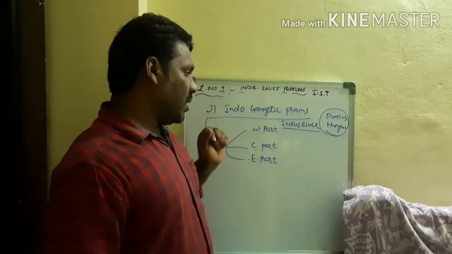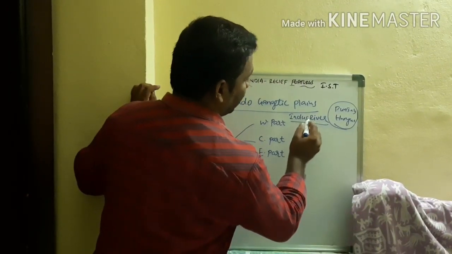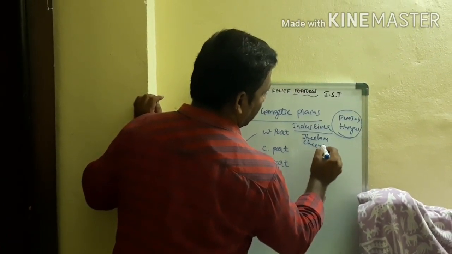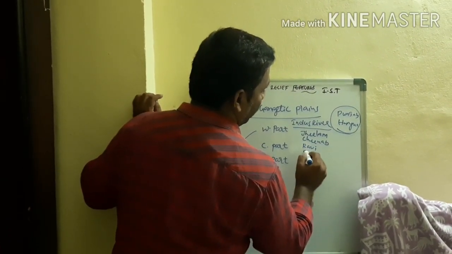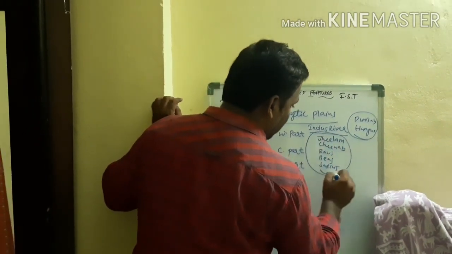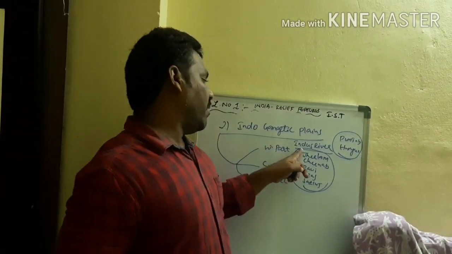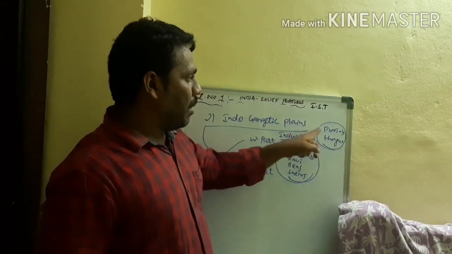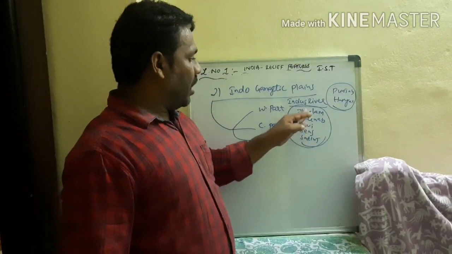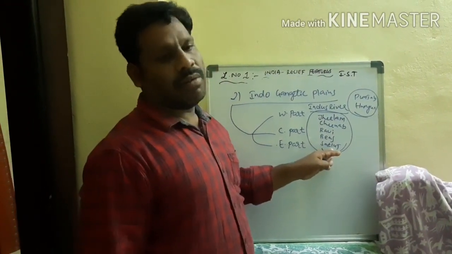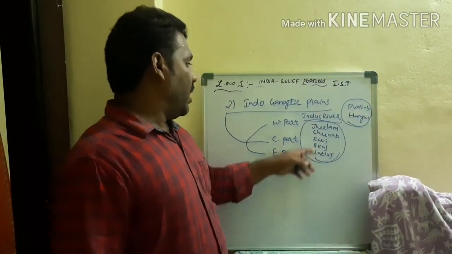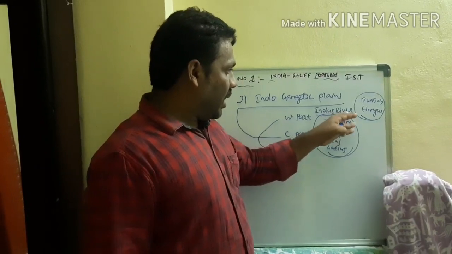What are the tributaries of the Indus River? Jhelum, Chenab, Ravi, Beas, Satluj. These are the 5 tributaries of the Indus River. The Indus flows majorly in Pakistan, and minorly in our country in Punjab and Haryana. The western part is completely on this river only. On these tributaries we have constructed a very big dam, the Bhakra Nangal Dam, in Himachal Pradesh near Shimla. Next, the western part is formed by the Indus River.